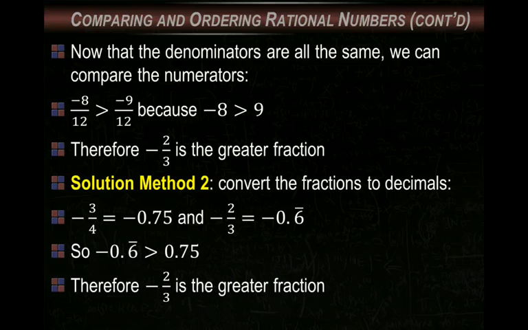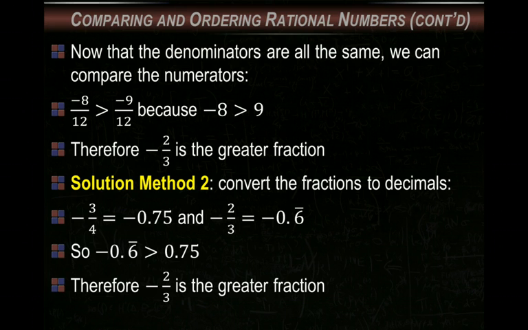Okay. Now that we have the denominators the same, like we did there, you guys were correct when you said that -8 was greater than -9. Sorry, I forgot to put the negative sign there. So the answer is -2/3 is the bigger or the greater fraction.